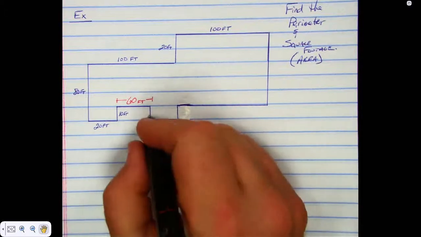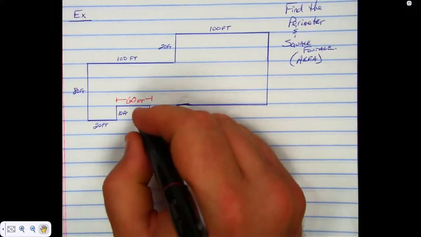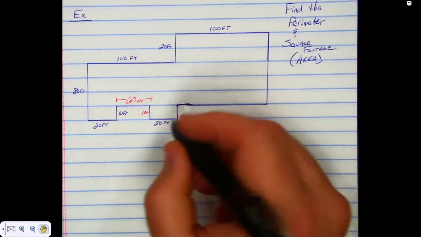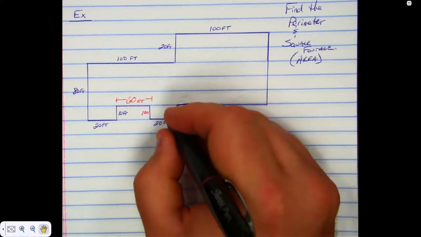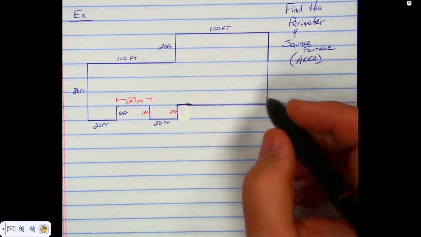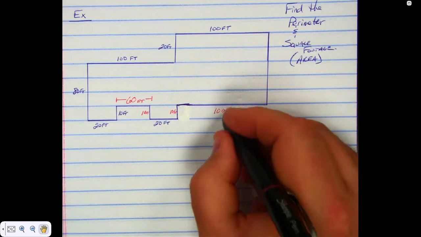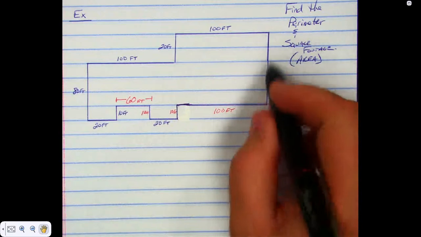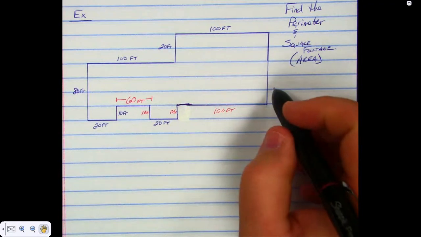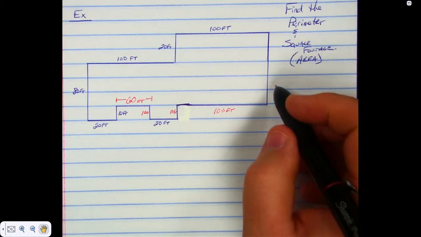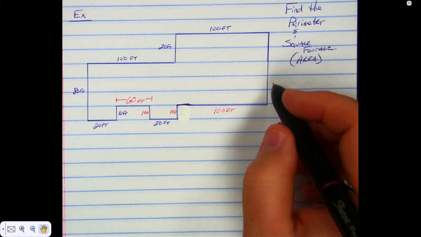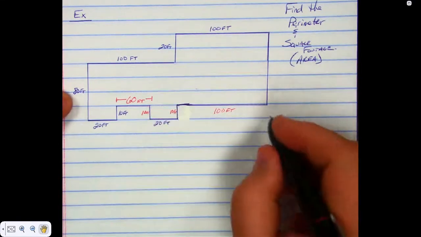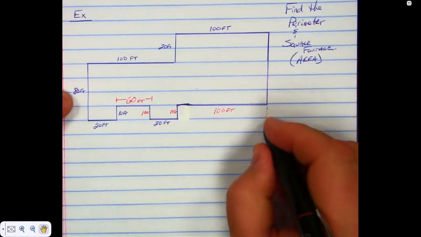Okay. What's this side then? 10 feet. This is 20. What's this one? 10. 100. What's this one? 100 foot. Now, how in the world am I going to find this one? 20 plus 80. No, where would 20 plus 80 get you to? 90. Wouldn't that get you to right here?